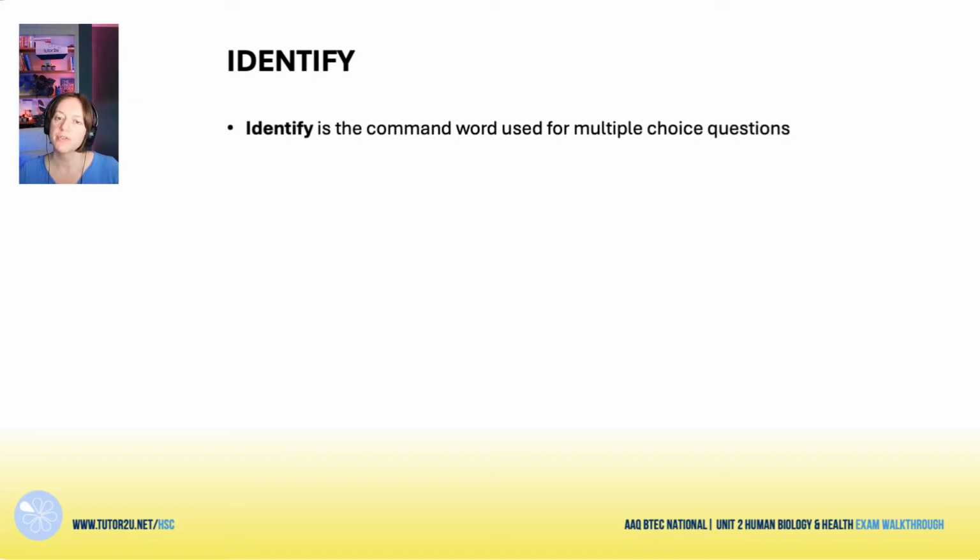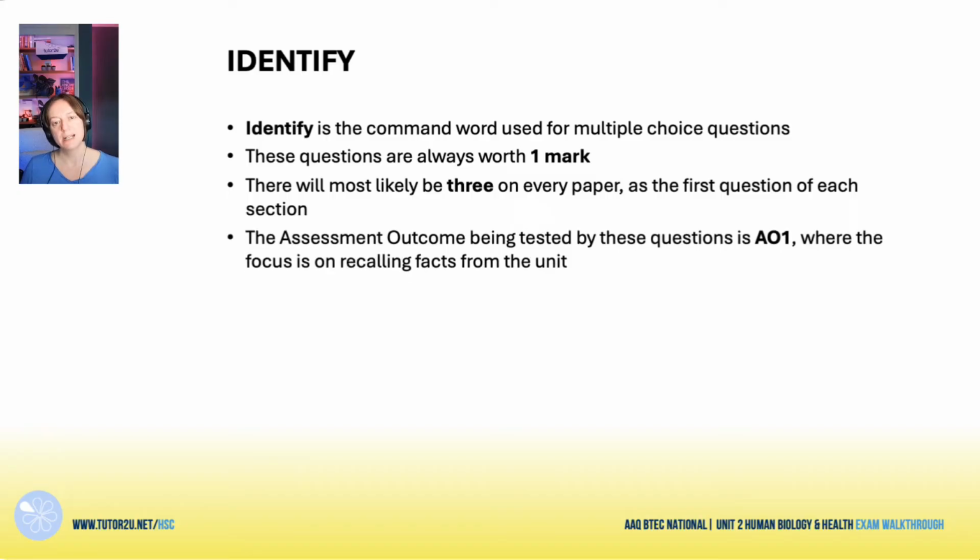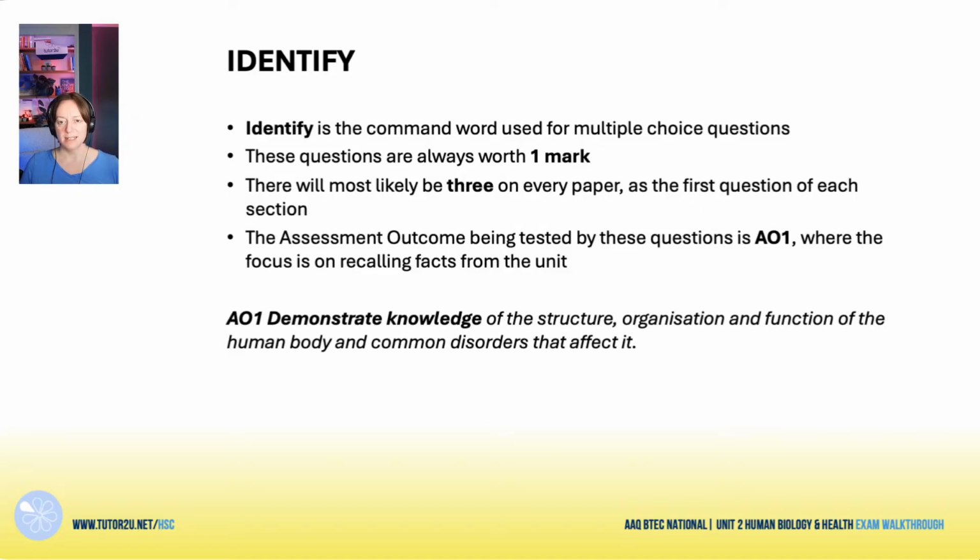Identify is the command word used for multiple choice questions. And these questions are always worth 1 mark. So you're asked to identify one thing from a list of 4 possible options. There'll most likely be 3 of these on every paper as the first question of each section. The assessment outcome being tested here is AO1, and the focus in AO1 is about recalling facts from the unit. And this is the wording of assessment outcome 1. It's demonstrate knowledge of the structure, organisation and function of the human body and common disorders that affect it.